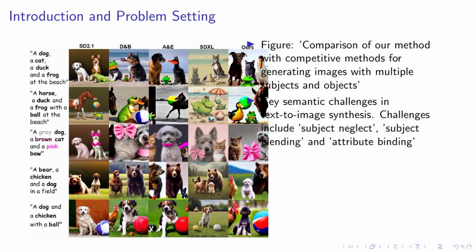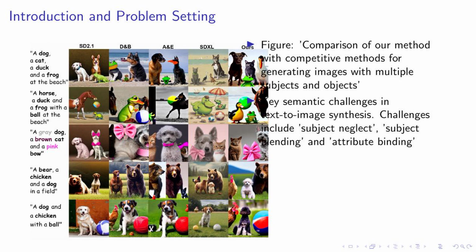Stay tuned. On this slide, we have a visual comparison of our method with other competitive methods for generating images with multiple subjects and objects. As you can see, our approach significantly improves the generation process, addressing key semantic challenges in text-to-image synthesis. These challenges include subject neglect, where certain subjects in the prompt are ignored during image generation, and subject blending, where the attributes of different subjects are mixed together, leading to confusing results.